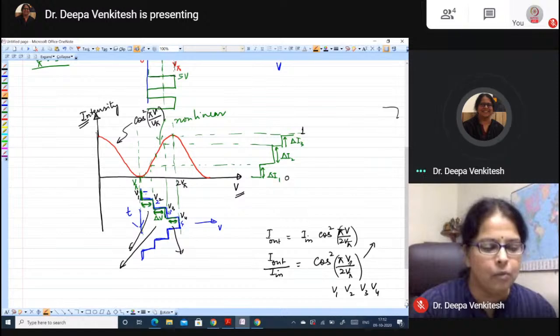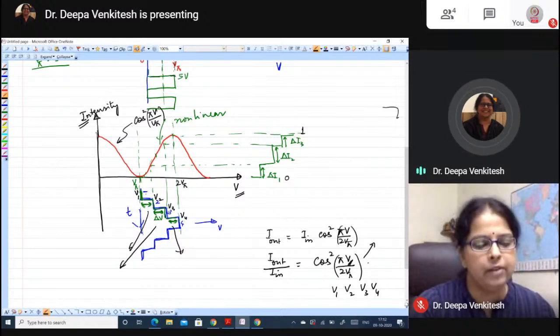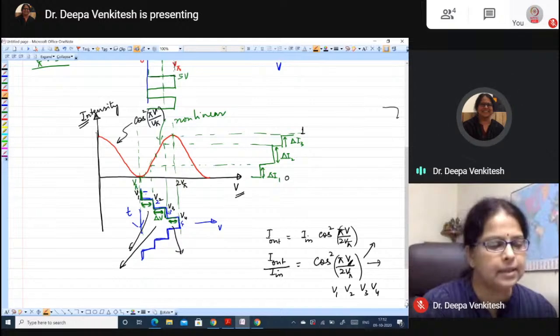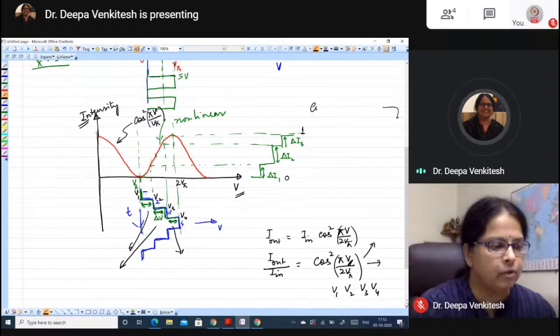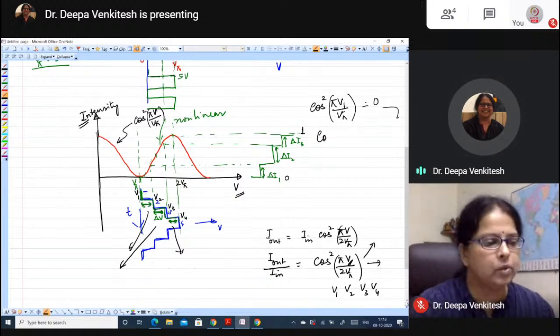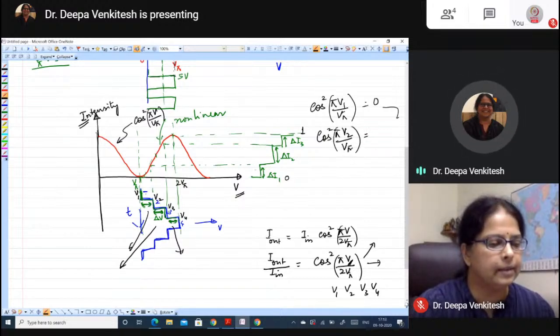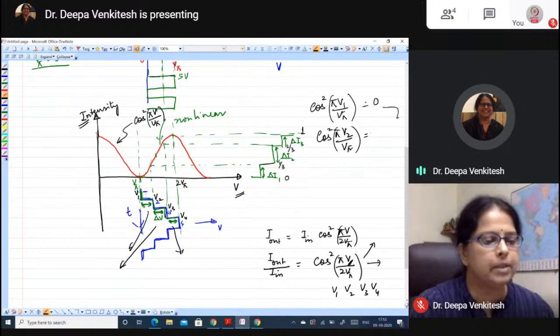You can calculate what values of V will now give me my cos square answer equally distributed between 0 and 1, right? So you can say, what should be my cos square pi V1 by 2 V pi so that my answer is 0. What should be my cos square pi V2 by 2 V pi so that my answer is the second level you want it to be? How much do you want it to be? You want 0 and 1 to be equal to, so this should be 1 by 3, this is 2 by 3, and that should be 1. So you can demand that cos square pi V2 by 2 V pi must be equal to 1 by 3.